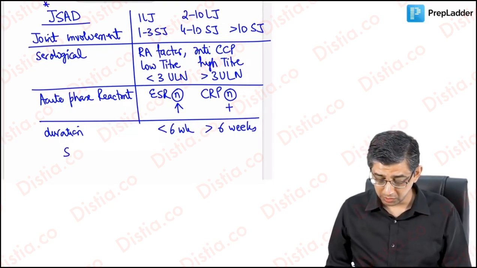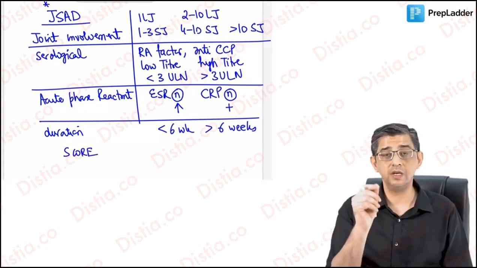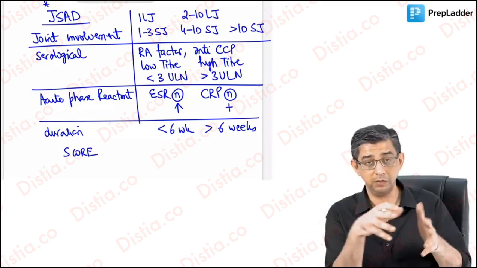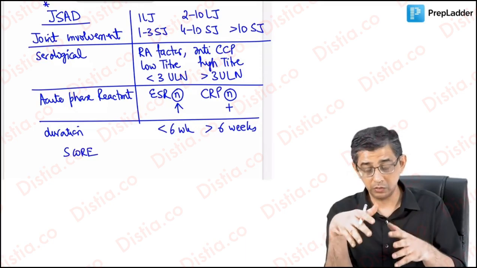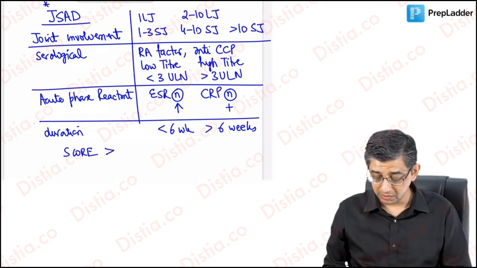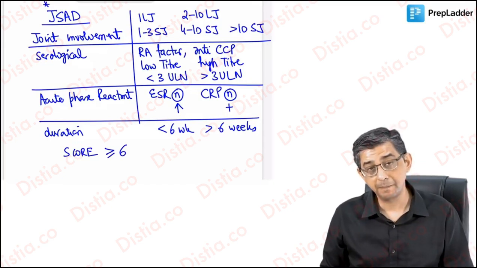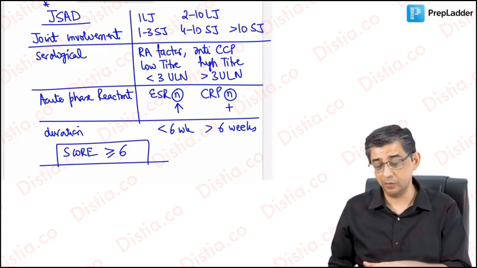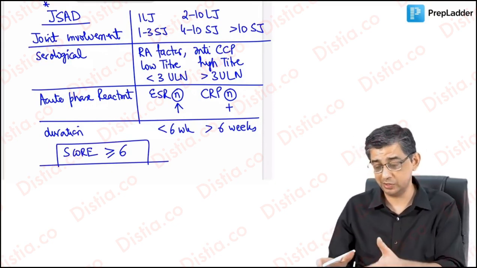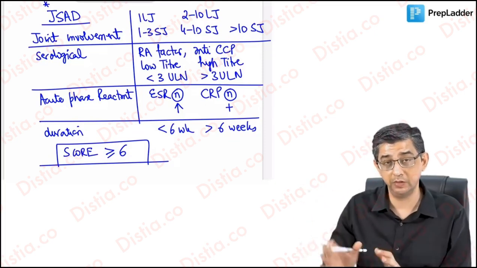There are actually scores given to all these parameters. Let me say RA factor low titer will be given less marks, and RA factor high titer will be given higher marks. So if the total score on JSAT turns out to be more than 6, I'm not going into the scoring because it's a big table for each one of these, like small joint involvement, large joint involvement. It's properly mentioned, these many points for these many joints.